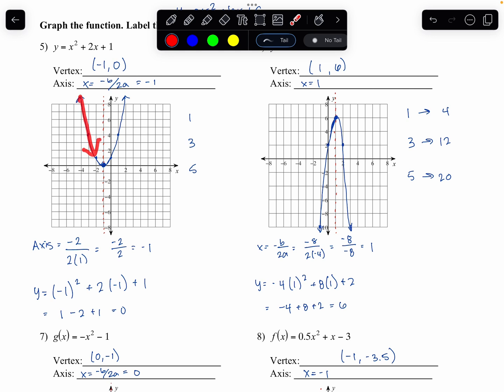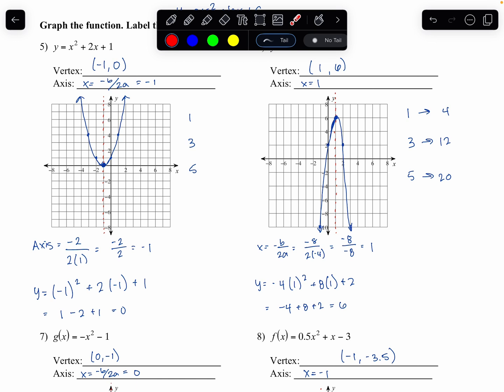So this is decreasing here. It changes at the vertex, and then it goes to increasing. Okay, so you're going to base increasing and decreasing off of the x value, not the y value. A lot of students mess that up. A lot of students base it off of the y value. No, you're going to base it off of the x value.